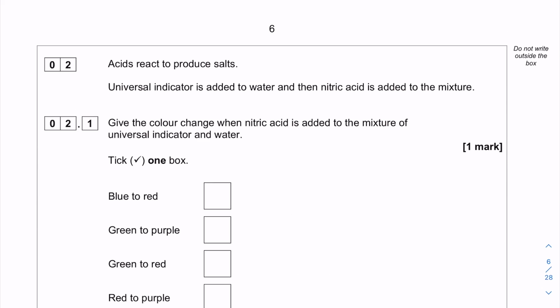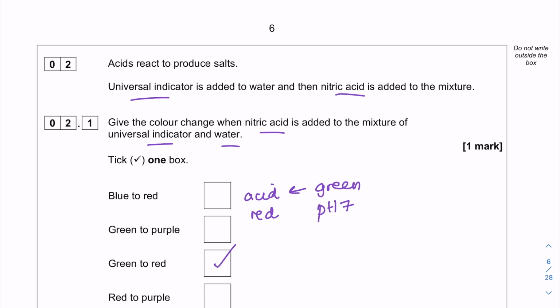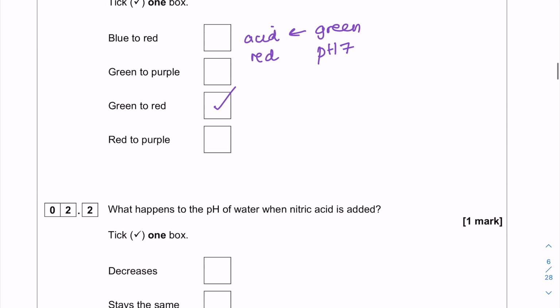Acids react to produce salts. Universal indicator is added to water and then nitric acid is added to the mixture. Give the colour change when nitric acid is added to the mixture of universal indicator and water. So you're going from a green neutral pH with that water, and then if you add an acid, it's going to go red. So green to red. So this one here, indicating a low pH.